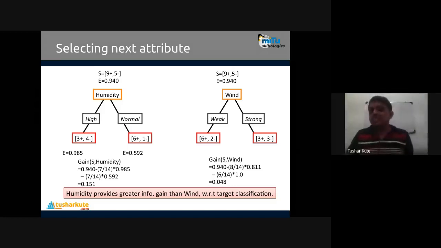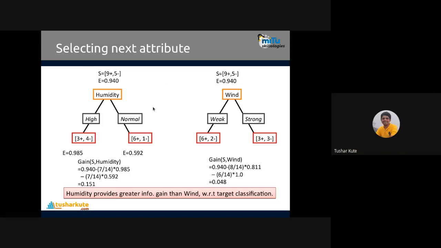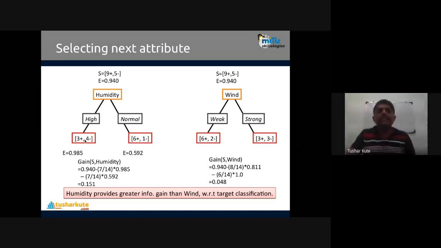See, total 14 are there. In 14, 9 plus and 5 minus are there. If you apply the entropy criteria, 0.94 is the entropy present in this data for 9 and 5 out of 14. Now if you choose humidity for splitting, I'll get 3 and 4 here and 6 and 1 here, and for wind I'll get 6 and 2 here and 3 and 3 here. Correct. So the information gain for humidity will be like that.